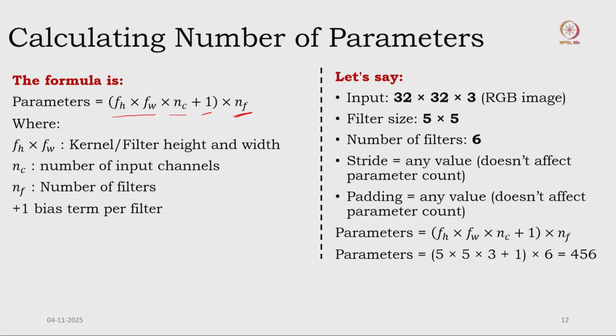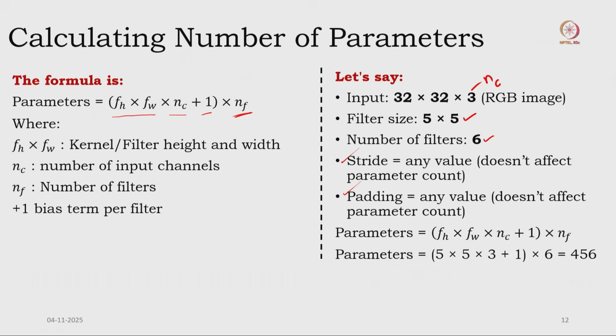Okay. So, let us take an example. Let us say we are considering an RGB image where the input size is 32 into 3. So, here the number of channels NC is 3, and the size of the filter is 5 cross 5. How many such filters are we considering? We are considering 6 such filters. However, whatever the stride may be, and whether you are using padding or not, that will not have an impact on calculating the number of parameters.